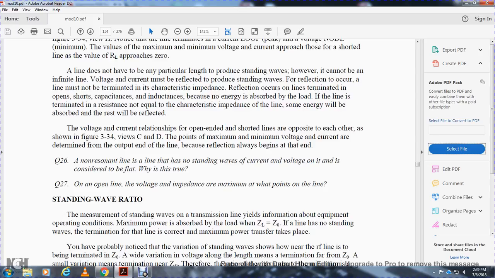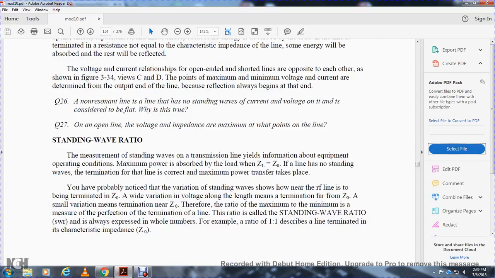The voltage and current relationships of the open and shorted lines are opposite of each other, shown in Figure 3-34, views C and D, with the points of maximum and minimum voltage and current determining the output end of the line, because the reflection always begins at the end of the line.